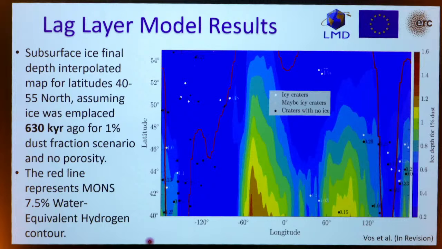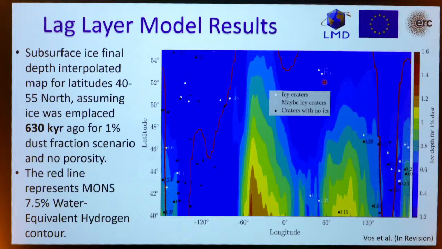The red line is the 7.5 water equivalent hydrogens for months, and the white dots represent ice or maybe ice crater, and the black dot is craters with no ice. Next to it, wherever Colin was sure about the depths, I put the depths. First I want to give you the impression of the large variability in longitude, very similar to observations. And it agrees with the observation very nicely, even better than I thought.